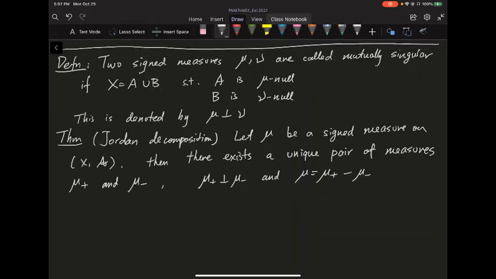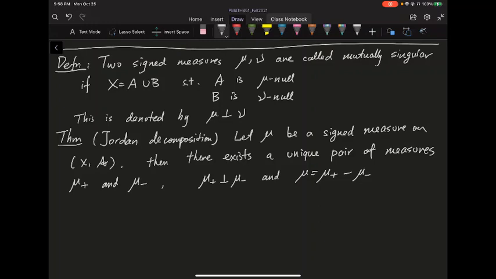We're now ready to prove another very useful decomposition of the signed measure. It's called the Jordan decomposition. So first, let's give a definition. Suppose I have two signed measures, mu and nu. We call them mutually singular if, essentially, they're supported on disjoint sets.